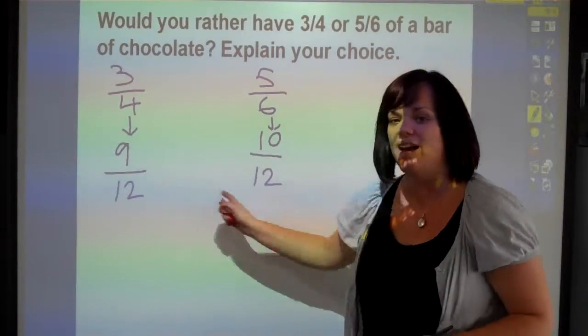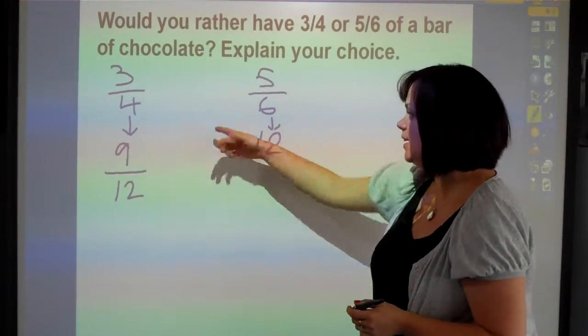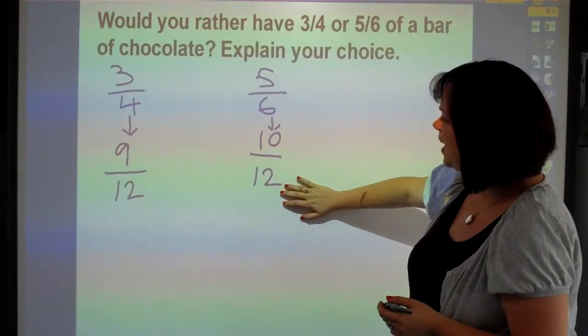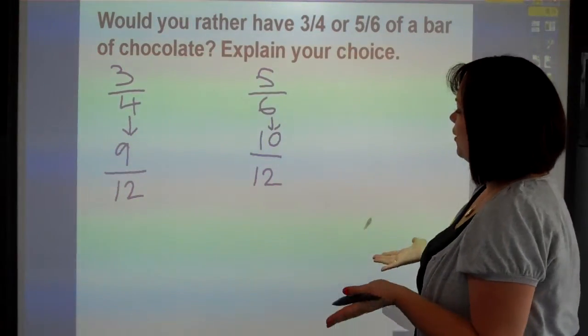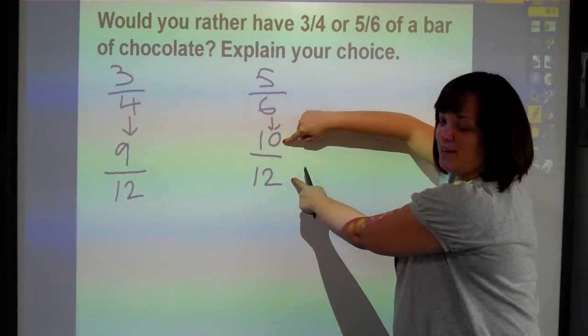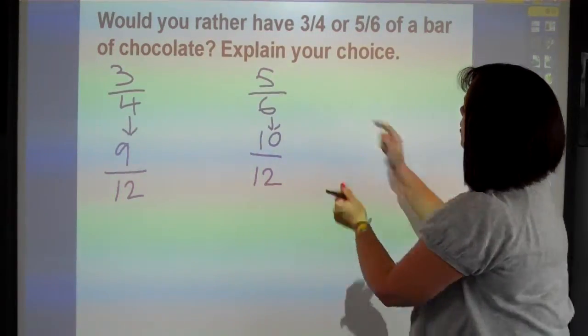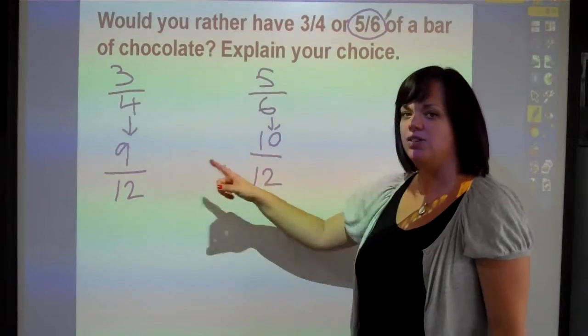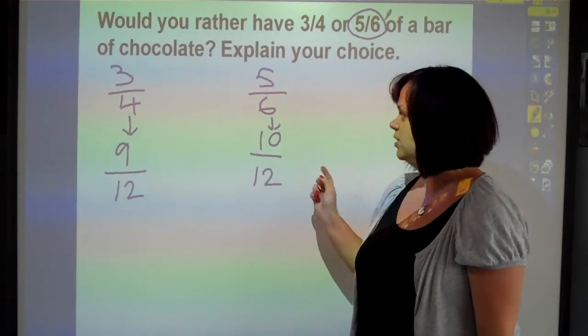You can now compare the two really easily. So 3/4 is the same as 9/12. 5/6 is the same as 10/12. Which one would I rather have? I'd rather have this one because it's a bigger fraction. So in that case, I would rather have 5/6. And I've explained my choice by using the equivalent fractions just there.